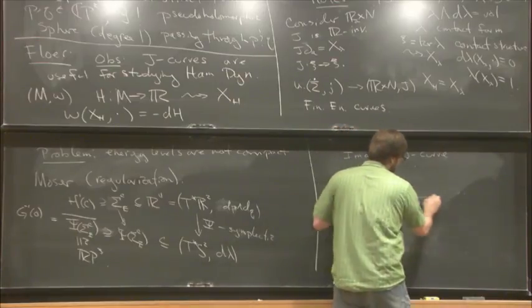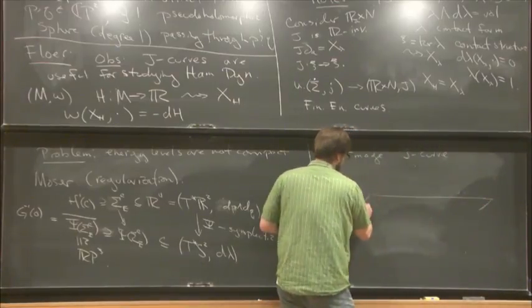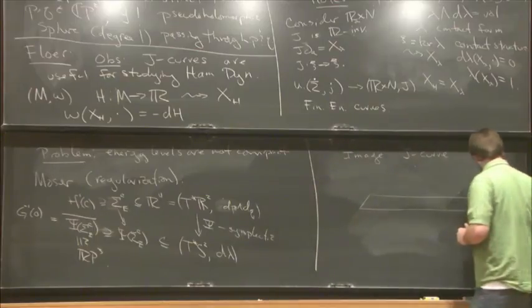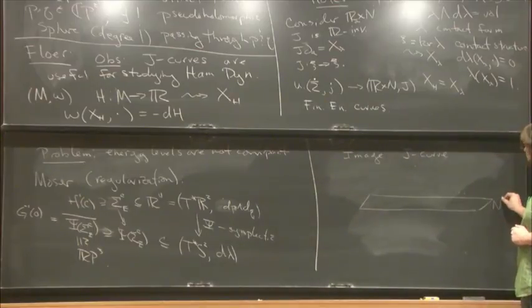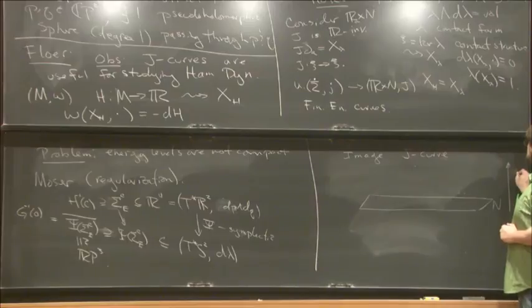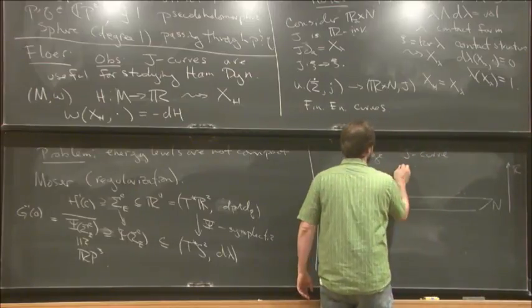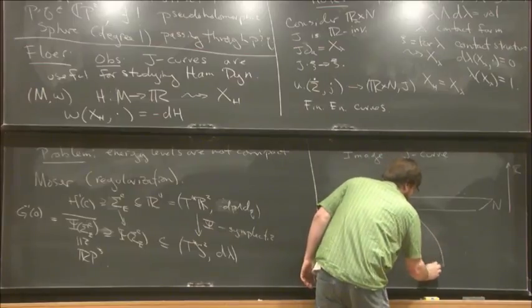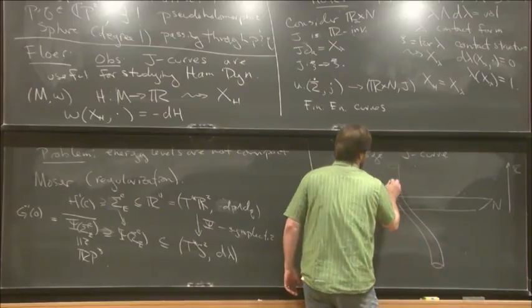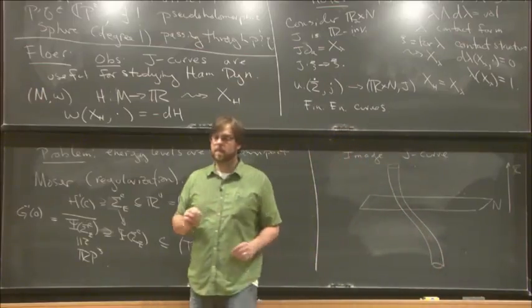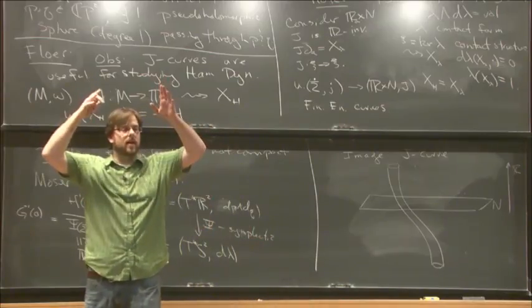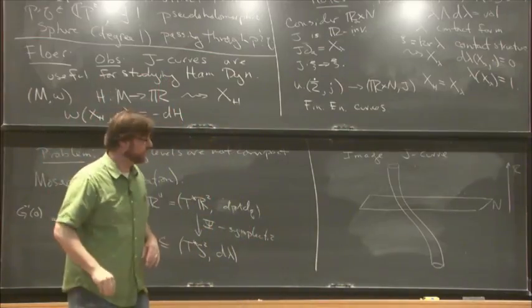And so if I try and draw this, here we think of our contact manifold N. We have the symplectization direction R. The image of your pseudoholomorphic curve, well, then it might look something like, say, this, for instance. It has sort of a cylindrical end at positive infinity, and a cylindrical end at minus infinity.